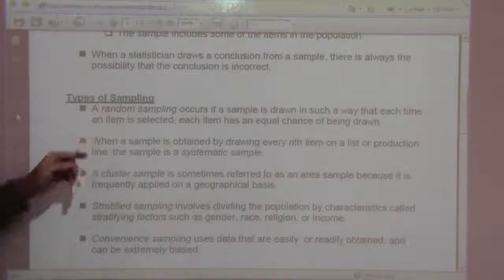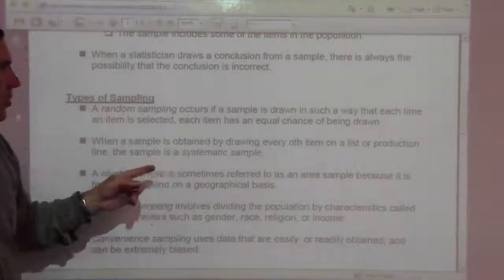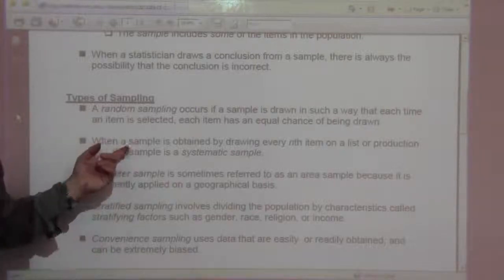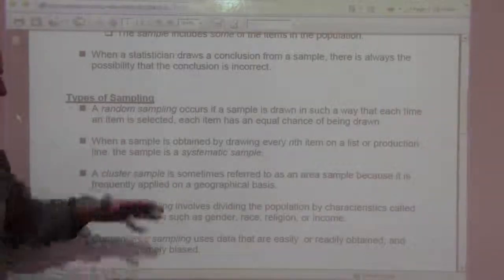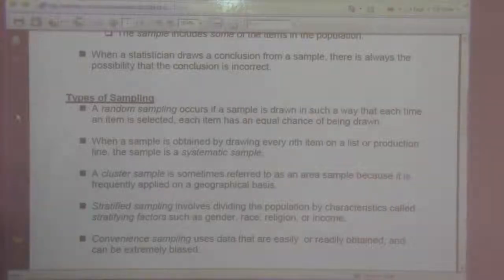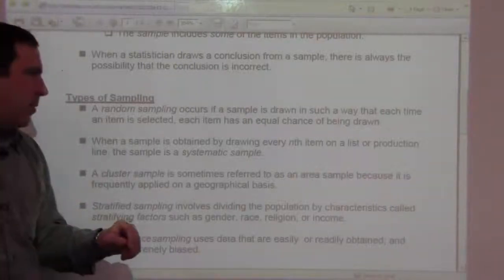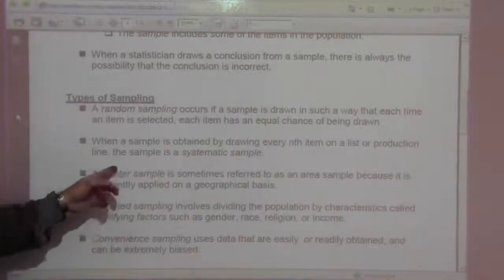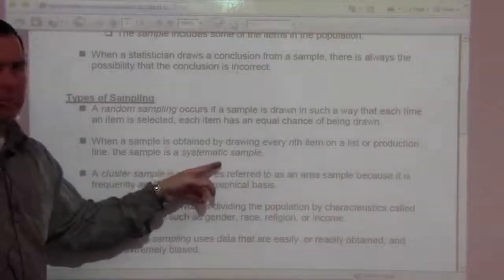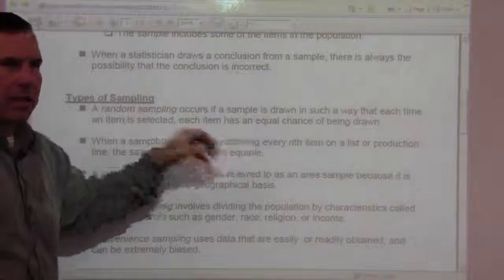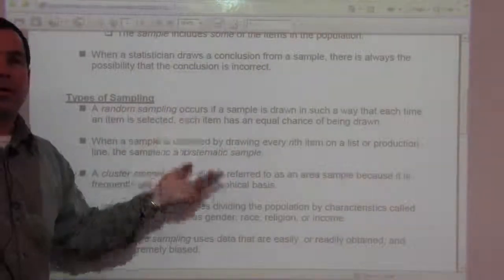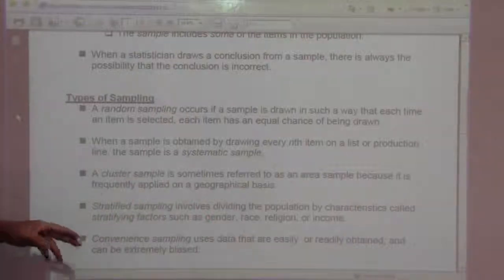Types of sampling. Random sampling occurs if a sample is drawn in such a way that each time an item is selected, each item has an equal chance of being drawn, like drawn out of a hat. When a sample is obtained by drawing every nth item on a list or production line, the sample is a systematic sample. So you take every 10th item off the line and test it. You probably wouldn't do that frequently because it's going to be destructive usually.